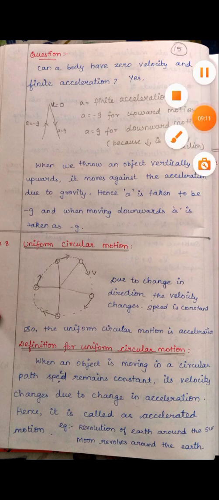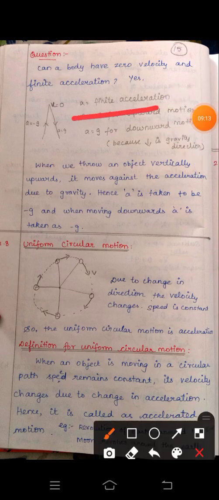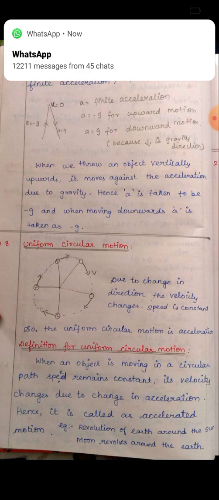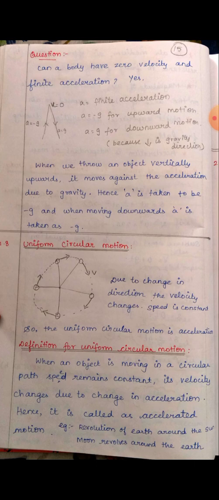So a is the finite acceleration, minus g for upward motion, and plus g for downward motion. Because if we throw an object vertically upwards, it moves against the acceleration due to gravity, and if we throw downwards, it is along with the acceleration due to gravity. So it is behaving as a equal to plus g and a equal to minus g. Are you clear with the topic, motion of a freely falling body?